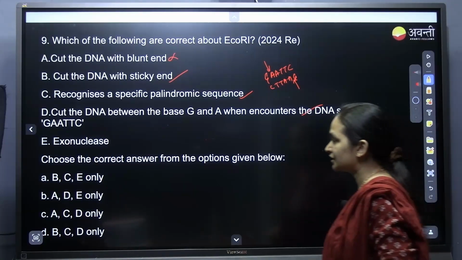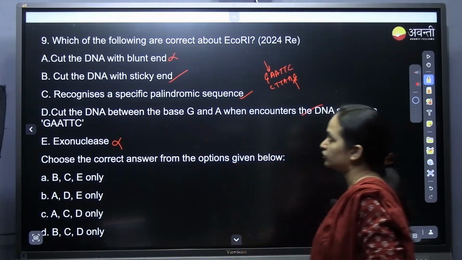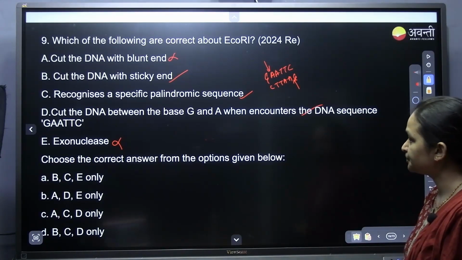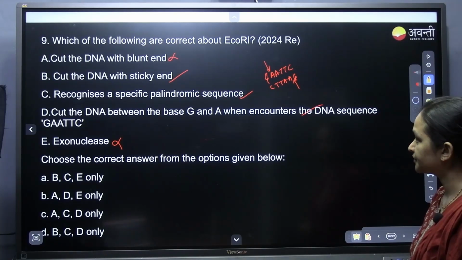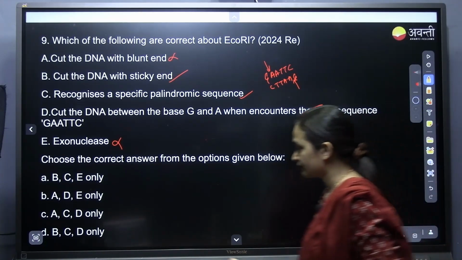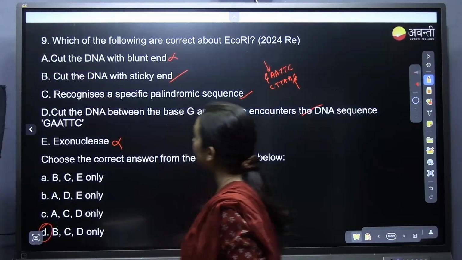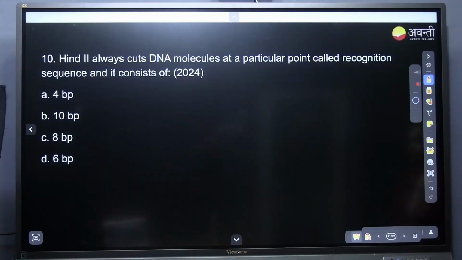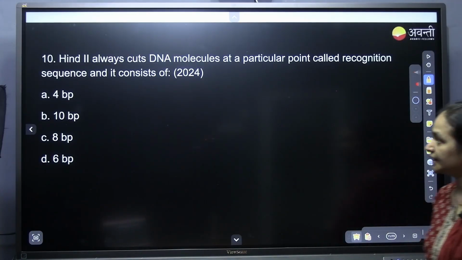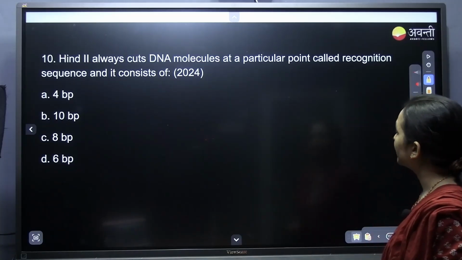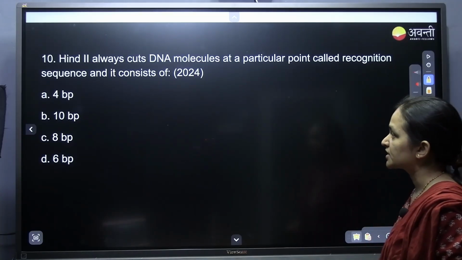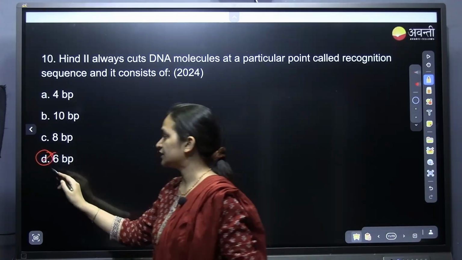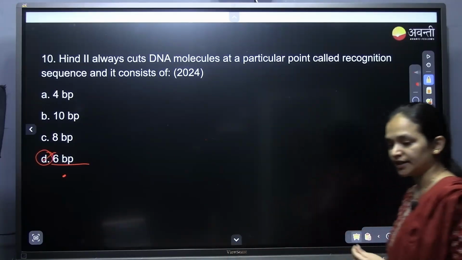Is it the exonuclease? No, it is the endonuclease, restriction endonuclease. So B, C, D statements are correct. D for Delhi is the correct answer. Understanding? Hint 2 always cuts the DNA molecule at a particular point called the restriction sequence, and it consists of how many base pairs? 6. Yes, it consists of 6 base pairs. D for Delhi is the correct answer.